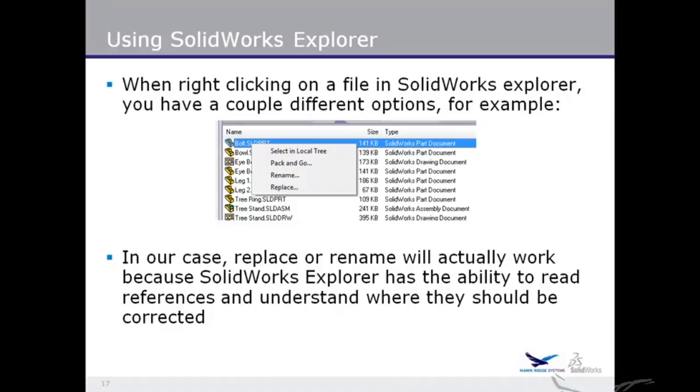It really is a big time saver. You can rename the file or you can replace the file. In our case, the replace and rename actually works because SolidWorks Explorer can read these file locations. If you're in Windows Explorer and you right-click on a file, you're going to get a rename option as well. But if you rename that file, the assembly is not going to be aware of it. If you do it in SolidWorks Explorer, it's much more fluid.